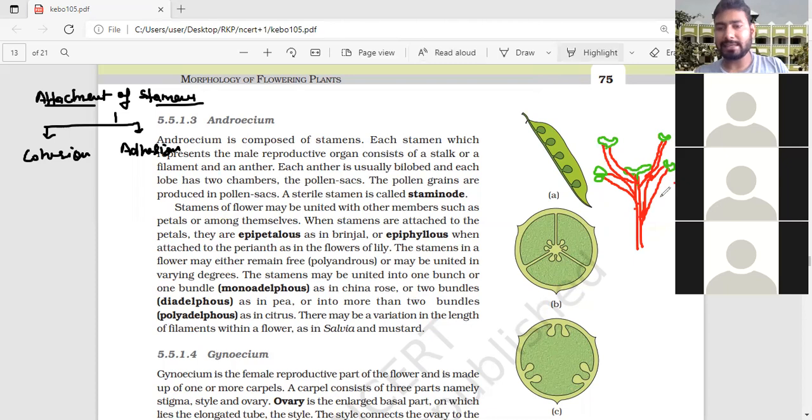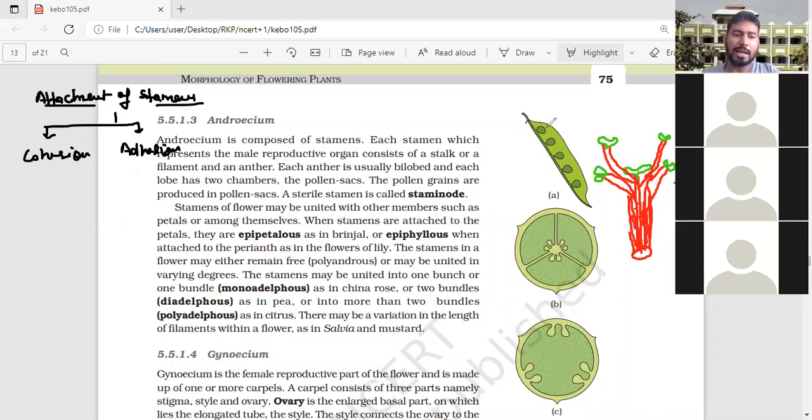Now what we are seeing in the structure: the bundle means the stalk, the filaments are united and they are forming a bundle-like structure. The filaments are fused, but the anthers are free. This type of attachment of stamens is known as cohesion. Why do we say cohesion? Because only the stamen is attaching with the same, the filament attaches with filament. That's why we say cohesion.